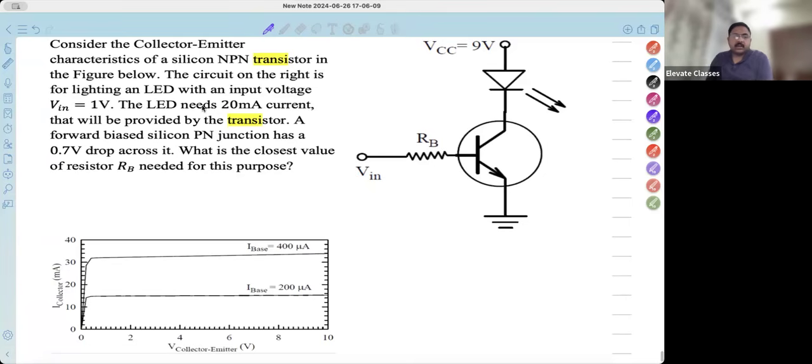Now, the circuit on the right is for lighting an LED with an input voltage Vin equal to 1 volt. First thing I'm going to do is write down whatever they have told us. This is 1 volt. The LED needs 20 milliampere current. How much current does this LED need to glow? 20 milliampere. This current will be provided by the transistor. This means that the transistor is going to provide 20 milliampere current to this LED.